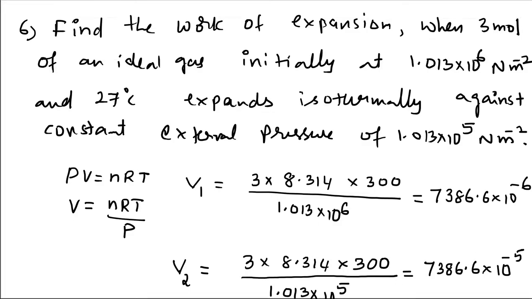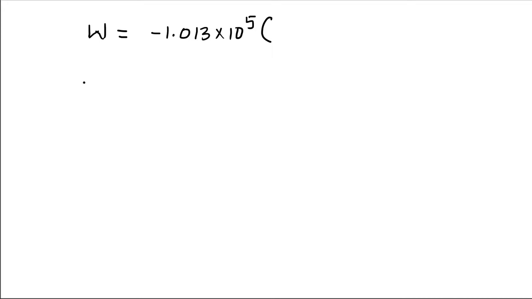Okay, let's substitute here. Let's take the liters: 7386.6 times 10 raised to the power of negative 6. Here we get meter cube, which is not a good unit to do the problems. We must convert that into decimeter cube, which is liters. And how do we do that? Let's do that.